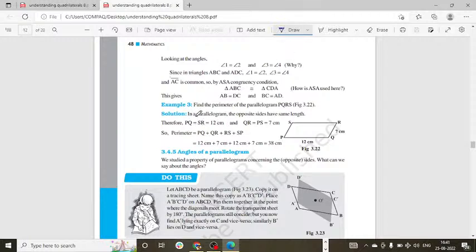In a parallelogram the opposite sides have the same length, that is why this 12 here will also become 12 centimeters. And then 7 centimeters, as RQ is 7, SP will also be 7. And we know perimeter is equal to PQ plus QR plus RS plus SP, so we will get 38 centimeters.